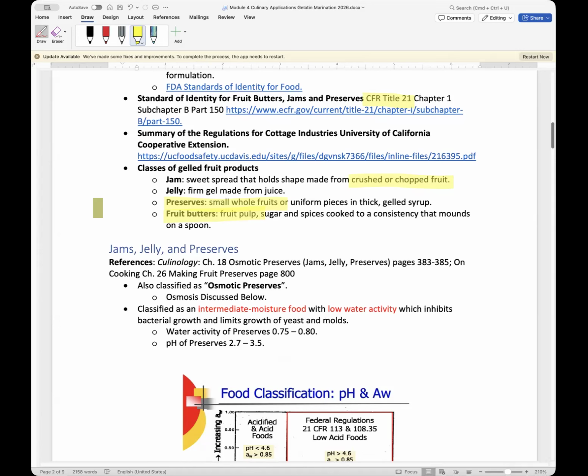Have you guys ever looked up the standard of identity for any product you might make? No, I haven't. Not myself. Okay. To make something, it might be interesting to look up, even if you make something like an aioli. An aioli probably won't fall under the standard of identity, but you'll see what the federal guidelines are, what kinds of things are approved.